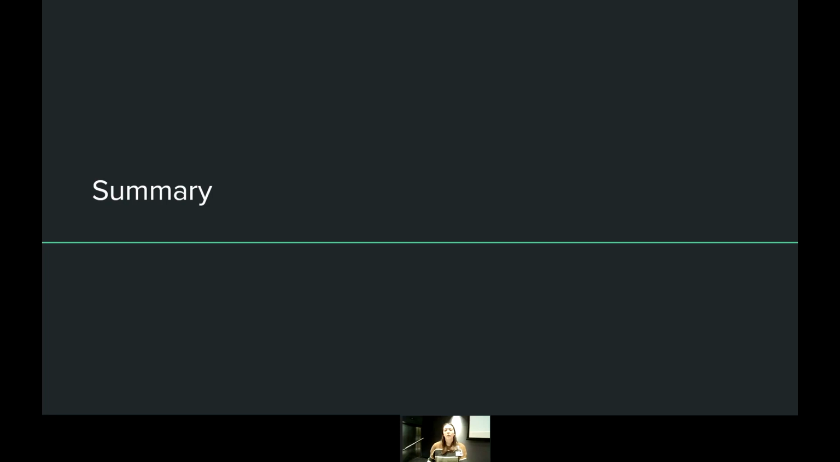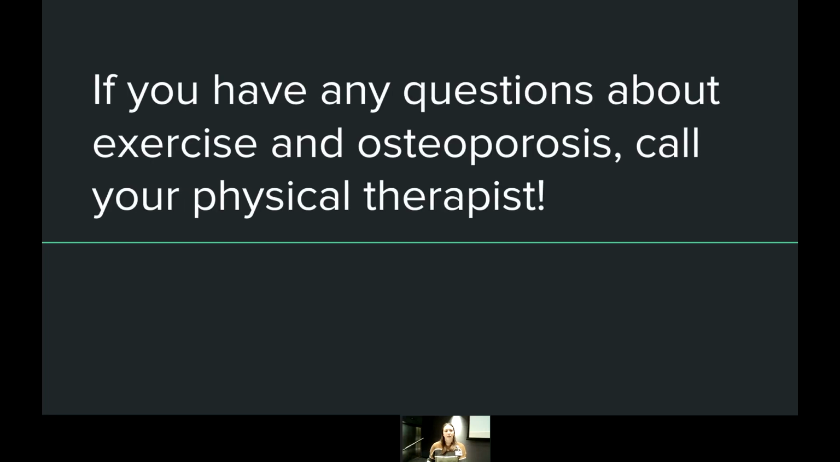Fall prevention is extremely important for those with osteoporosis because weak bones are more liable to break. You can reduce your fall risk by keeping fit, working on balance exercises, removing hazards in the home, and using a cane, walking stick, or walker to keep yourself steady. Finally, if you have questions about exercise and osteoporosis, call your physical therapist. They can help you.